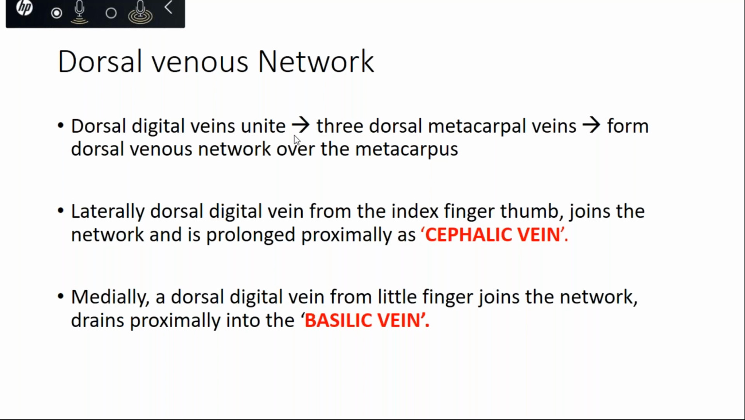These dorsal digital veins unite and form three dorsal metacarpal veins, over the metacarpal bones. I hope you know what the metacarpal bones are, right? They are the bones present in the dorsum of the hand, not on the fingers. The finger bones are called phalanges. Just proximal to them, you will have five metacarpals, and between these metacarpals there will be the metacarpal veins.